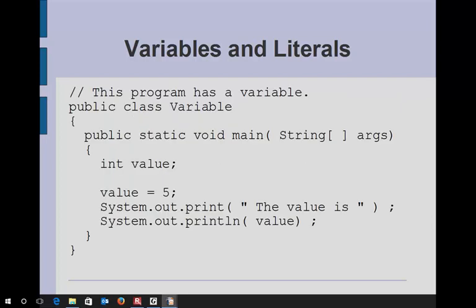So here's a very simple program. My first line is a comment. It says this program has a variable, and then the second line is my class header. It says the name of my class is variable, and of course I have a header for my main method. Now if you look at the line which says int value, that's where I'm declaring my variable. So int is the type of the data that I can store in that variable, and value is the name of the variable. Okay.